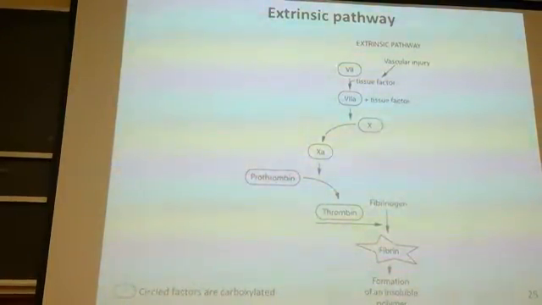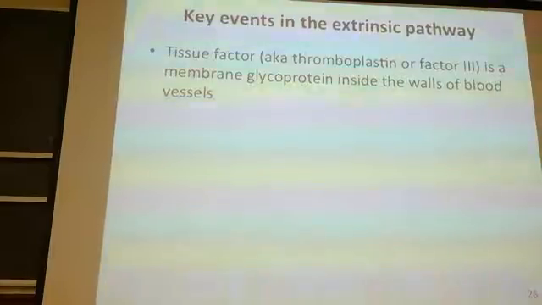But for the extrinsic pathway, you have to add something. You have to add this tissue factor. It's a secreted protein from the injured cells. Okay. Does that make sense? So the extrinsic pathway involves the secretion and addition of an additional factor.